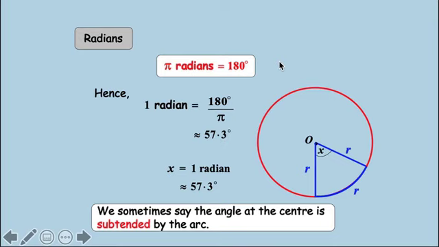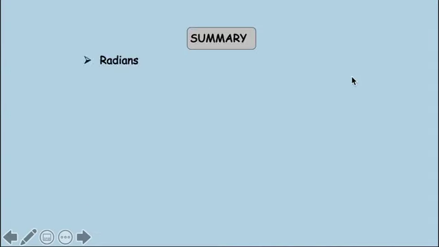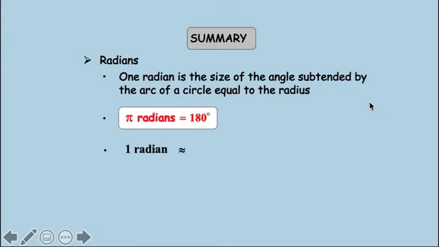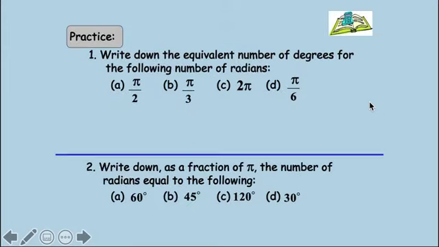And as I've used this word a little bit throughout this clip, we sometimes say that the angle at the centre is subtended by the arc. So you might hear that word, we might see that word being used. So this angle here, we sometimes say that that's subtended by the arc. So this is what we know. 1 radian is the size of the angle subtended by the arc of a circle equal to the radius. We know that pi radians is 180 degrees. We know that 1 radian is 57.3 degrees.